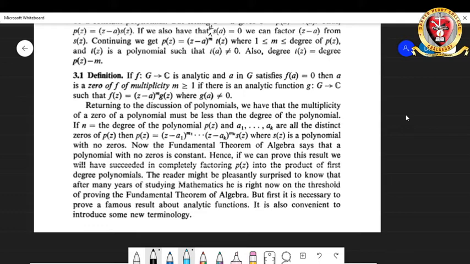Now suppose n is the degree of the polynomial we are talking about. So we have the function p of z, which is a polynomial, and if a1 etc. ak are distinct zeros of p of z, then p of z can definitely be written as z minus a1 the whole raised to m1, where m1 is the multiplicity of a1, etc., z minus ak the whole raised to mk into s of z, where s of z is a polynomial with no zeros, and these a1 etc. ak are the distinct zeros of p of z having their respective multiplicities m1 etc. mk.